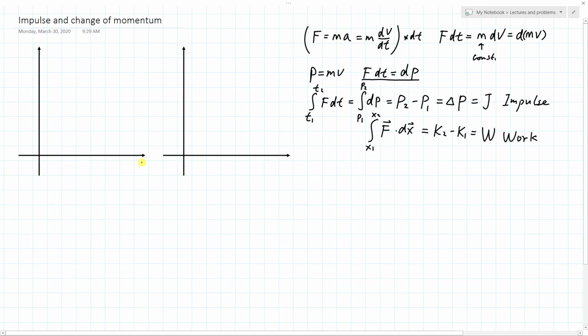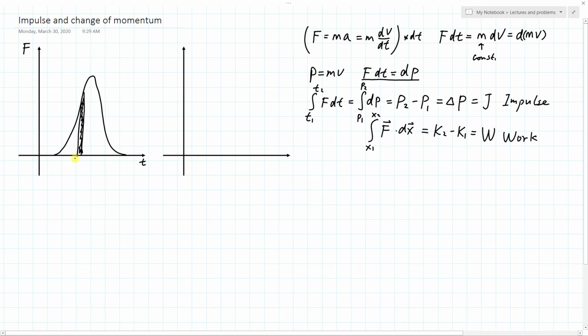Let's draw a diagram here. Let's say this is our time axis, and this is our force axis. An impact force could look like this. As time goes by, the impact starts and then it just dies off. Okay, so I can cut a small slice here. Here's a small slice.